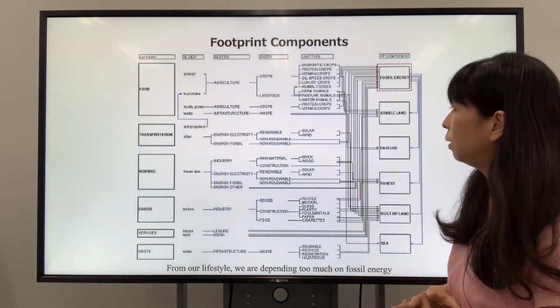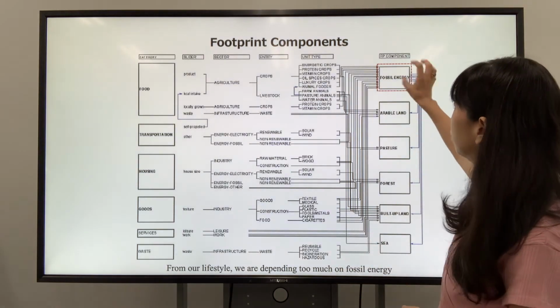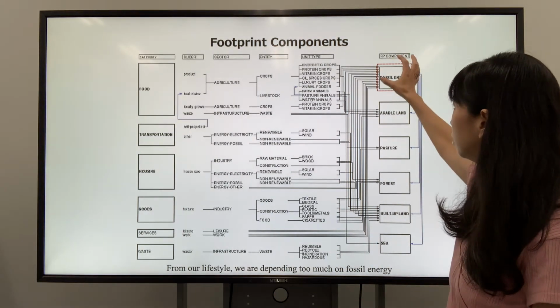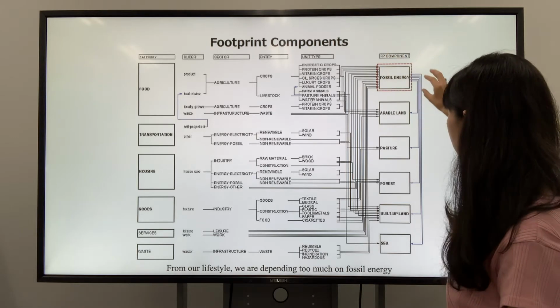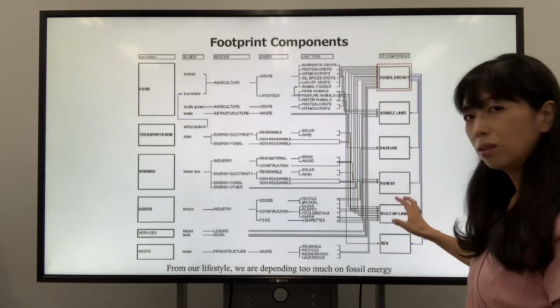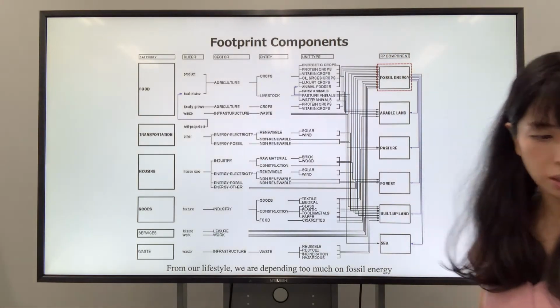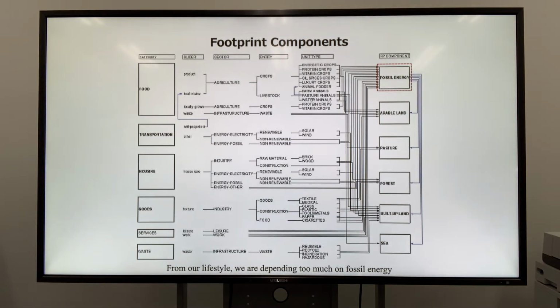But what we need to pay attention to is that this fossil energy eventually has to be offset by other lands. This is why we need to reduce the amount of fossil energy, because fossil energy itself does not absorb the CO2 emission, but depends on other lands to solve this problem.